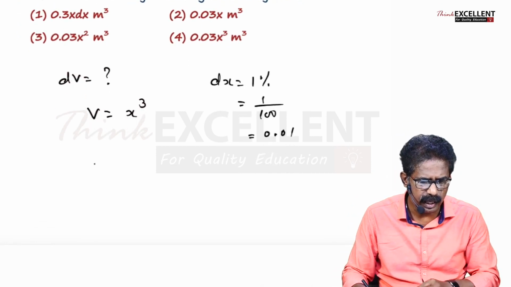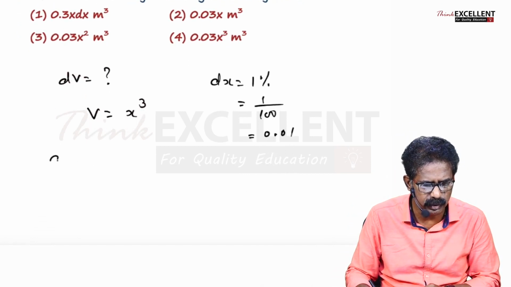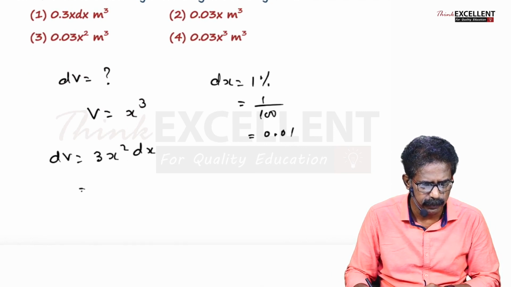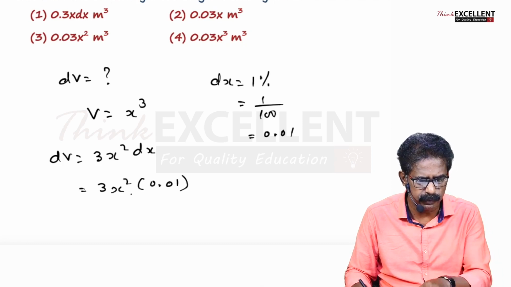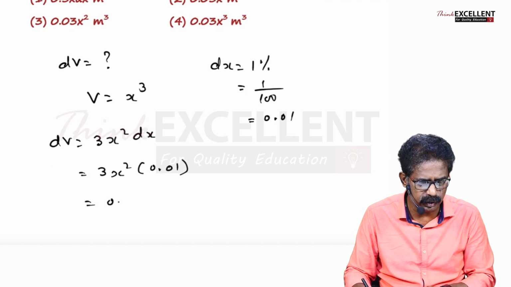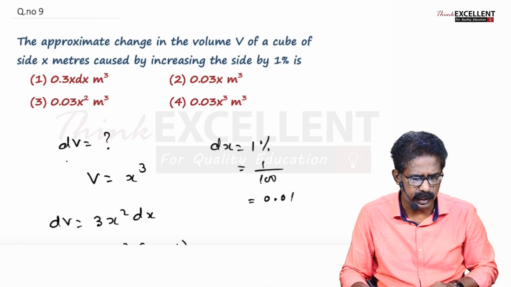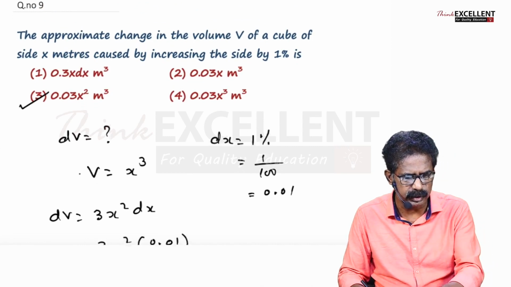Change in volume they asked, so take the differential now. So dV is equal to, differential of x cube, 3x square into dx. Substitute dx as x itself times 0.01. So into 3 you multiply, 0.03 x square, right? So that is option number 3, that much meter square.